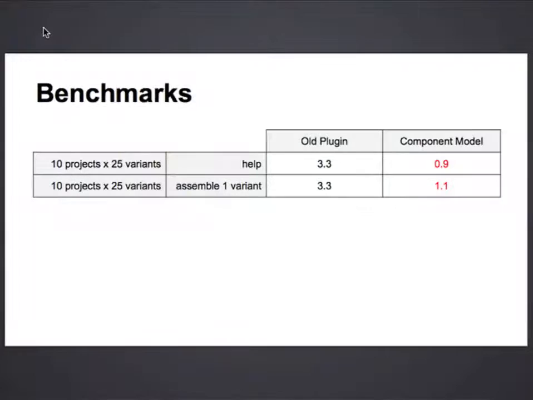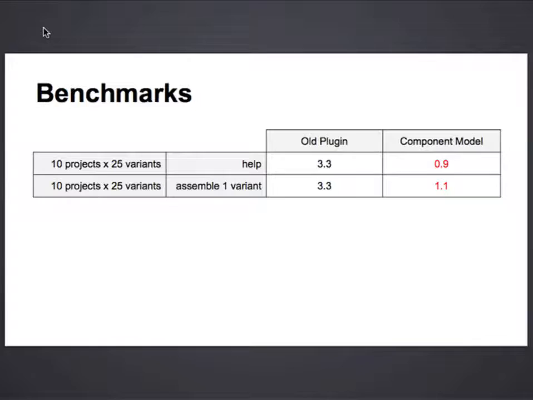So let's look at some benchmarks. The first sample is 10 projects with 25 variants each, with the old plugin running Gradle 2.4 and the new plugin running a nightly of 2.5. It's much faster. Every time you see an assemble line, it's actually running with dry run, so all the time you see is just Gradle managing the task graph, not our compilation steps, because those don't really matter. Clearly it's much faster, and there's a difference between just running help, which should not do anything, and actually building, configuring the tasks, and so on.